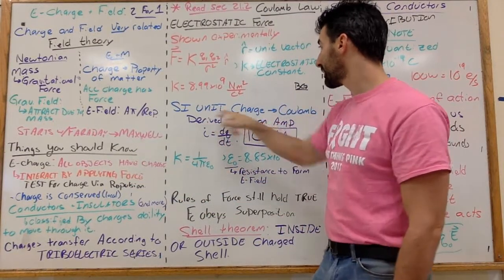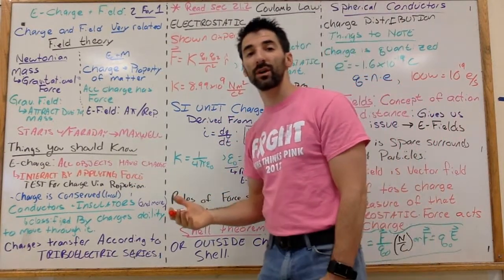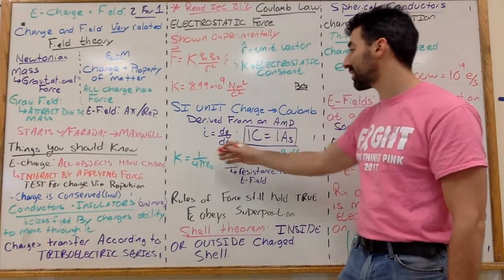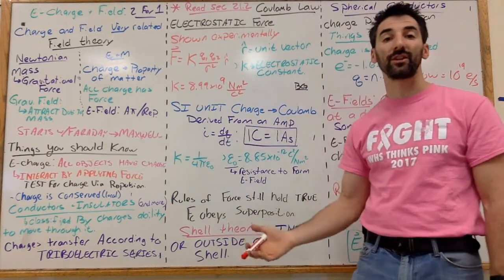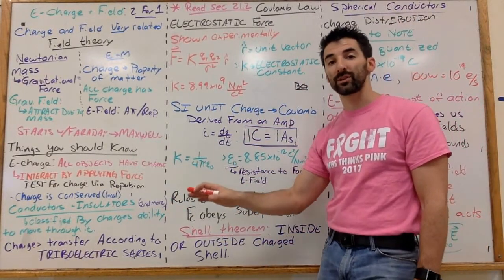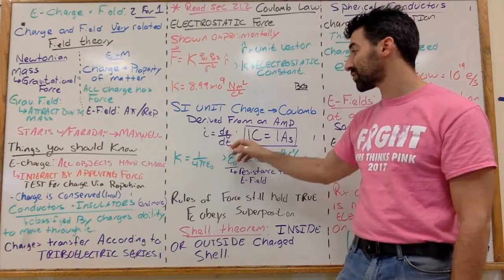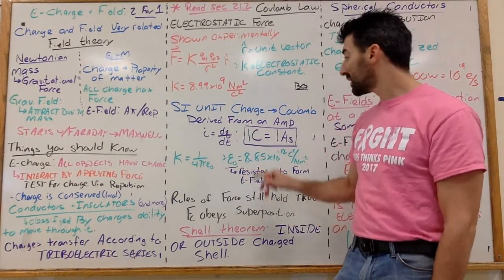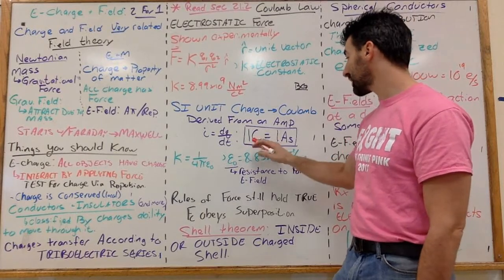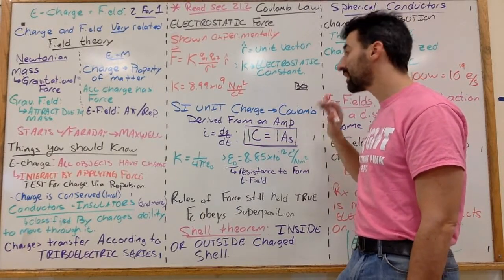The coulomb is our unit for charge, and a coulomb is actually derived from current electricity, from the definition of an amp, which we'll get to in a later chapter. But a current, or an amp, is defined as our change in charge per unit time. So 1 coulomb is actually equal to 1 amp second.